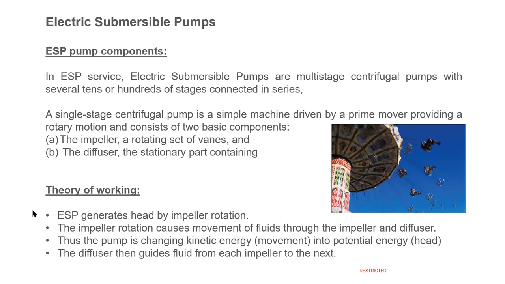The theory of working for the ESP is that the ESP generates head by the impeller rotation. The impeller rotation gives the fluid its head. The impeller rotation causes the movement of the fluids, and then the fluids will move from the impeller eyes into the diffuser. So the diffuser will start to divert this fluid up. This diffuser will then guide the fluids up to the next impeller, and the next impeller would add more energy by converting the kinetic energy to a potential energy.